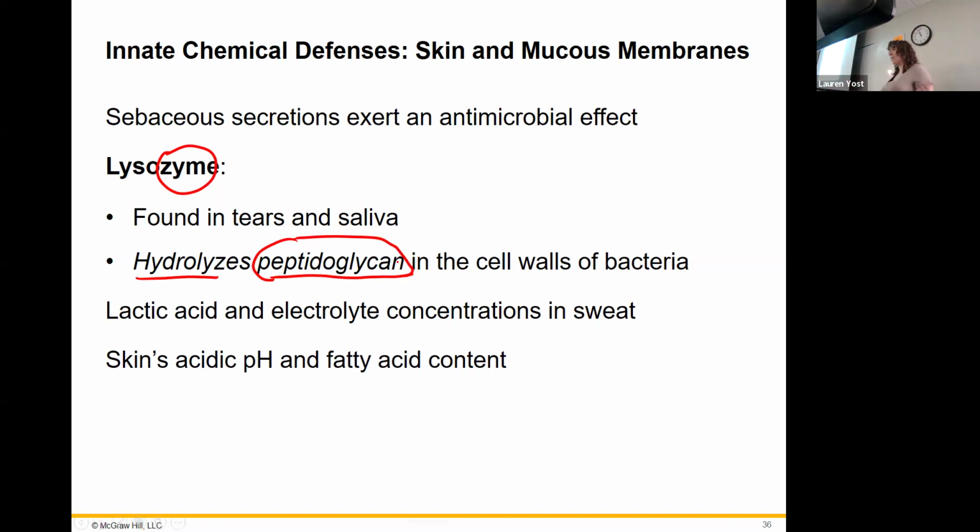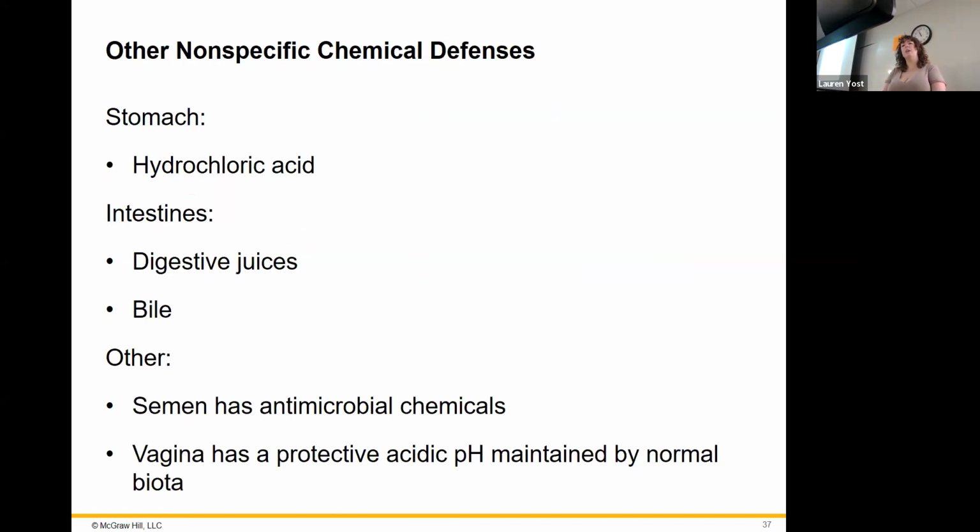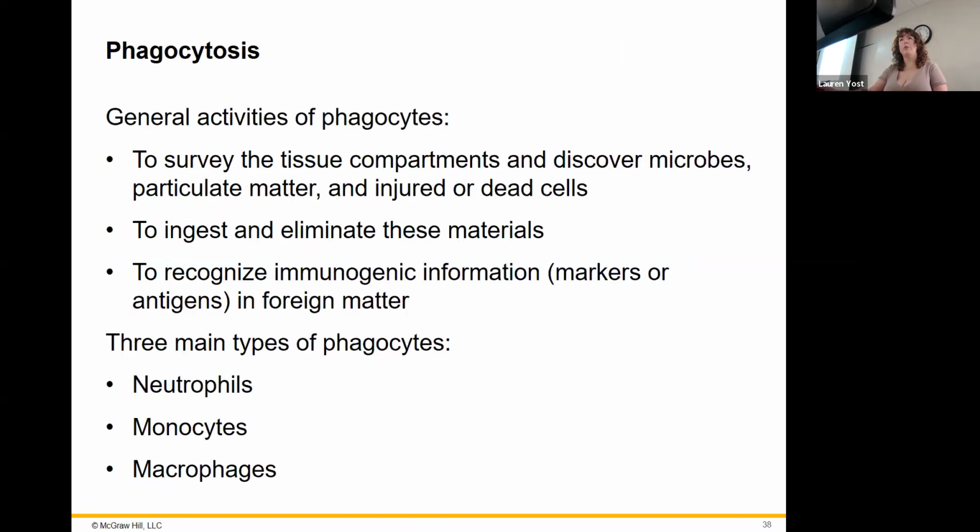So any bacteria that have any kind of peptidoglycan, it can break that down. So that's pretty useful, right? Normal, just fight against bacteria. All right, stomach, intestines, and other fluids like semen and the vagina with pH and other antimicrobial chemicals. I'm not going to go into detail right now.